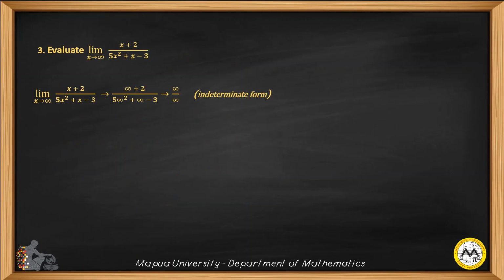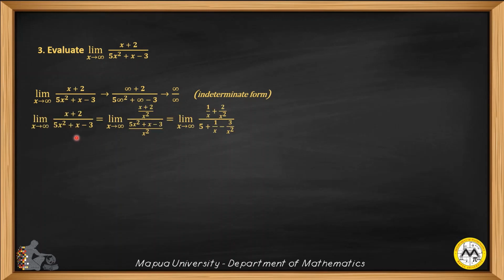Okay, let us now investigate the limit of x plus 2 divided by 5x squared plus x minus 3 as x approaches positive infinity. The initial investigation of the limit of the expression as x approaches positive infinity would lead us to the indeterminate form infinity divided by infinity. Again, this is not acceptable as a limit.